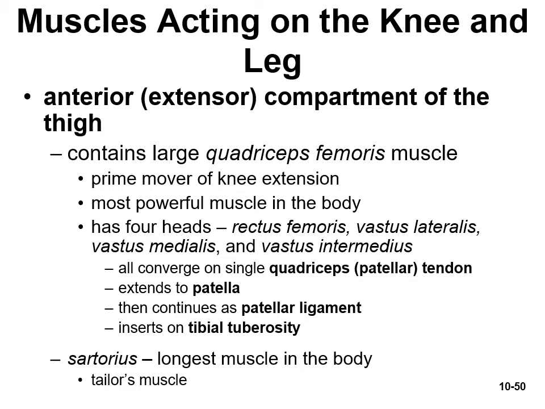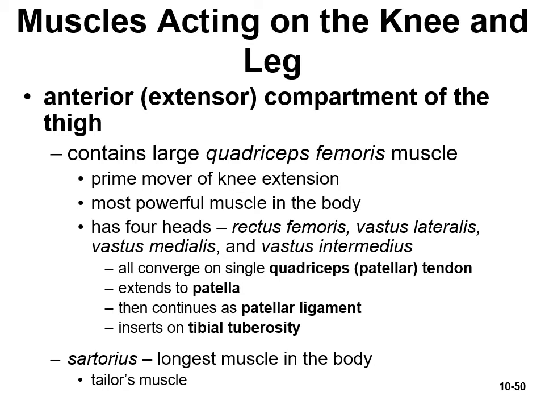For this class, you must be able to identify all 4 heads: the rectus femoris, the vastus lateralis, vastus medius or medialis, and vastus intermedius. All 4 of these heads converge on a single quadricep patellar tendon on the distal end of the femur. This tendon extends to the patella and then continues past the patella as the patellar ligament, where it attaches to the tibia.